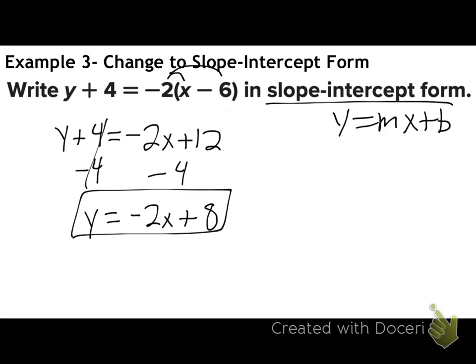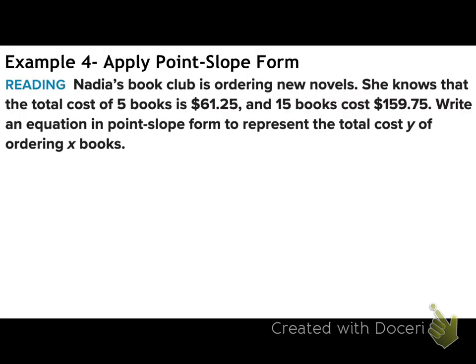Can I erase and move on? Nadia's book club is ordering new novels. She knows that the total cost of 5 books is $61.25, and 15 books cost $159.75. Write an equation in point slope form to represent the total cost y of ordering x books. Any ideas how we're going to approach this problem?